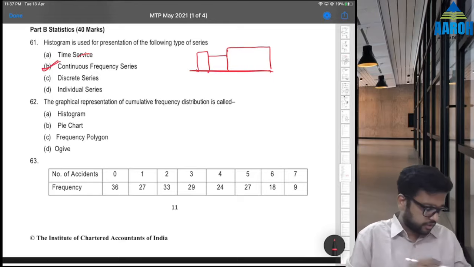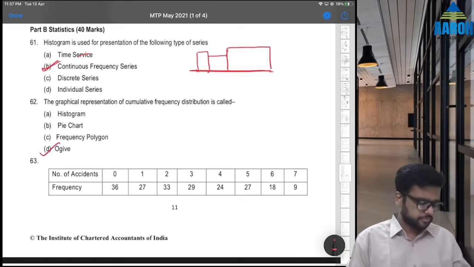Next, graphical representation of cumulative frequency. Cumulative frequency curves are called ogives. So option D is the correct answer.